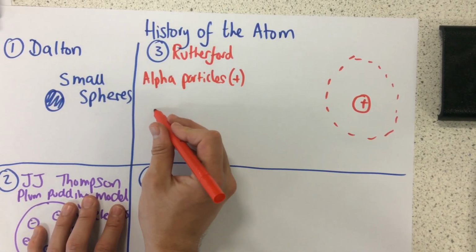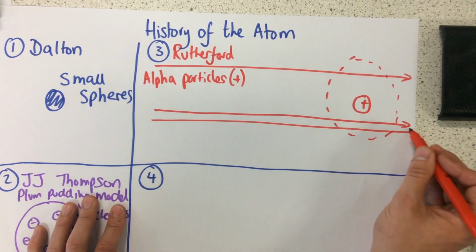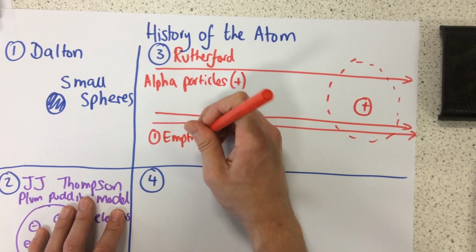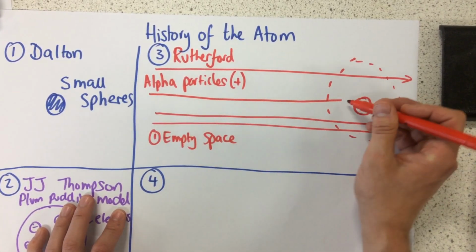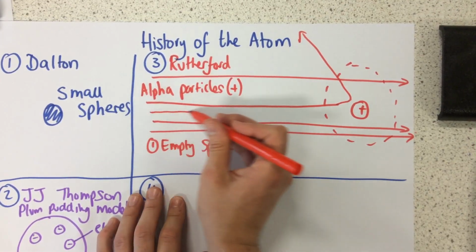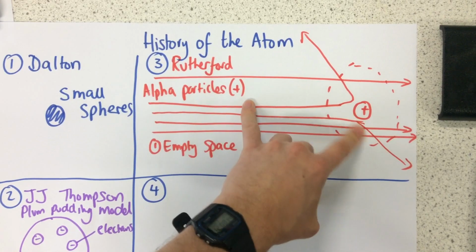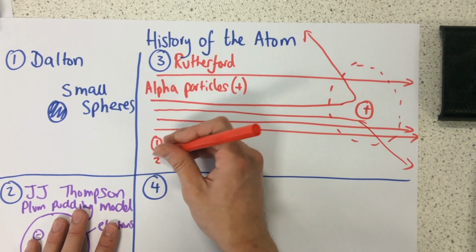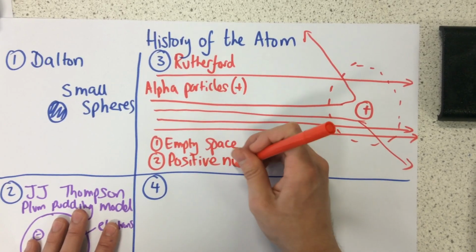Now, what he found is most of the alpha particles went straight through the atom. This gave him his first finding that most of an atom is actually made of empty space. However, some of these alpha particles, when they got near to the nucleus, because they're both positive, actually repelled. By detecting these alpha particles which repelled, it gave him the second finding, and that finding was that there is a positive nucleus.